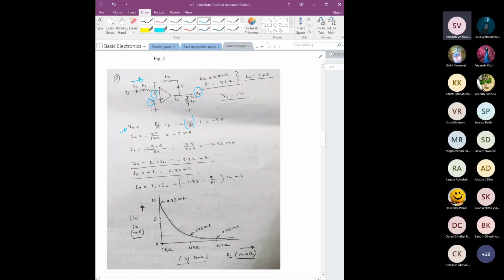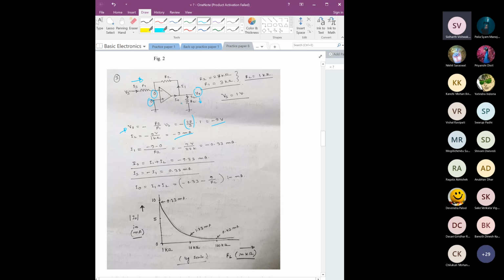These R2 by R1 values are given, and the Vs value is also given, Vs equal to 1 volt. So V output is minus 9 volt. If V output is 9 volt in magnitude and this RL is given as 1 kilo ohm, then you can understand the IL. The IL direction as per this figure is this way, which comes out to be minus 9 milliamps.